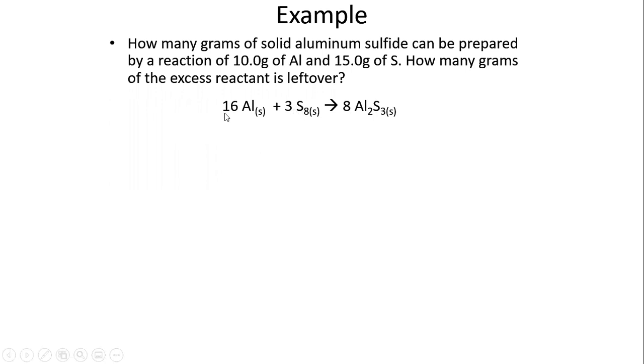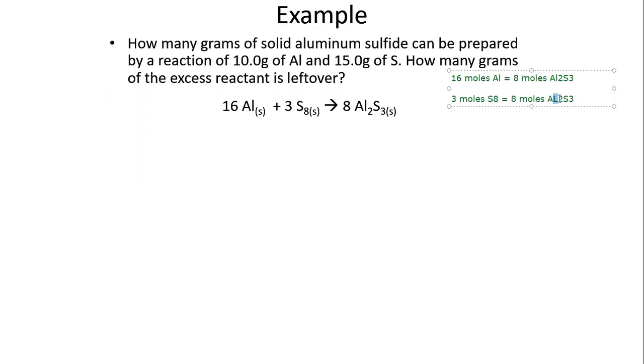What this means is that 16 moles of aluminum produce 8 moles of aluminum sulfide. So if we were to write the mole ratio, or the equality, it would be 16 moles of aluminum equal 8 moles of aluminum sulfide. We get that from the balanced chemical equation. And then we have 3 moles of S8 equals 8 moles of Al2S3.